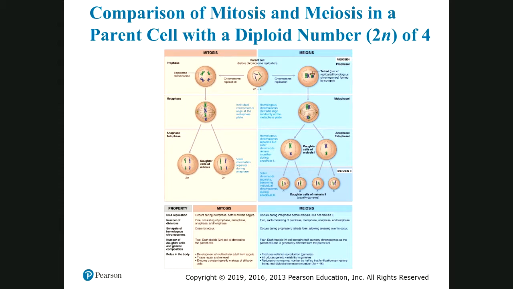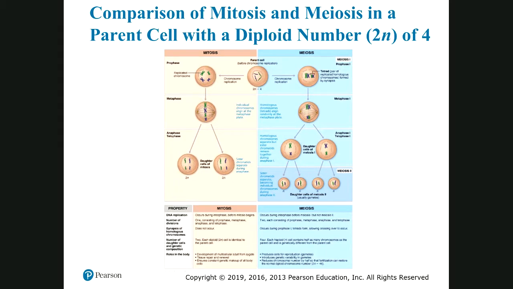In the end, we will get four haploid cells that are not identical to each other and not identical to the original cells. So from diploid, we get four haploid cells. Mitosis, however, gives two cells identical to each other and identical to the original cell. So diploid stays diploid, while here diploid becomes haploid. This is how the sexual cells divide in the ovaries and the testicles.